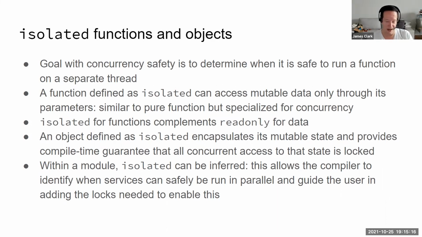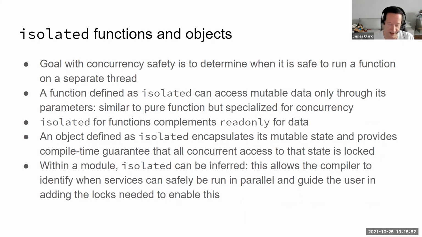We also have isolated objects. The idea of isolated objects is that they can have mutable state, but they encapsulate that mutable state, and they don't allow that state to be accessed from outside. And we also have compile time rules that ensure that the object itself appropriately locks all of its mutable state. So it's safe to pass isolated objects to isolated functions.